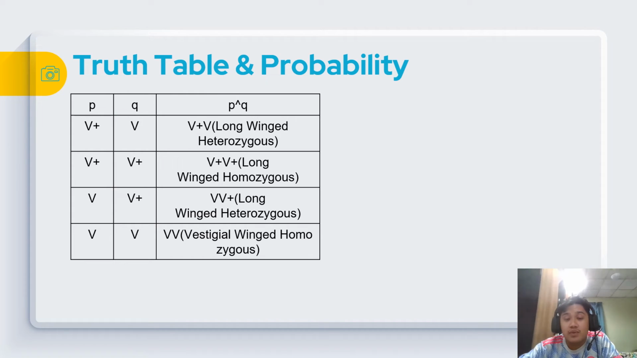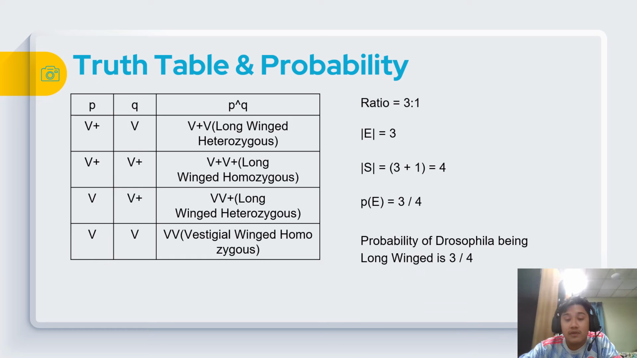Move on to the probability calculation. We can assume the ratio is 3 to 1. So the total of long-wing Drosophila is 3. The total of Drosophila produced from the combined alleles is 4. So we can assume the probability of a Drosophila being long-wing is 3 over 4.